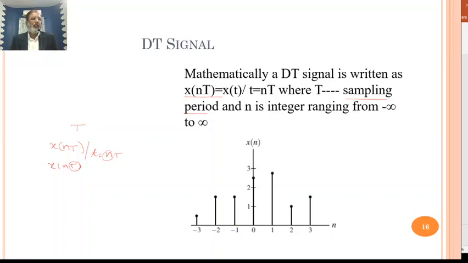Now, CT signals are used in FM radio and conventional telephony, and digital signals are used in digital communication and all digital systems. The digital signal is obtained from the discrete time signal. Digital signals are signals which are discrete in time as well as discrete in amplitude.